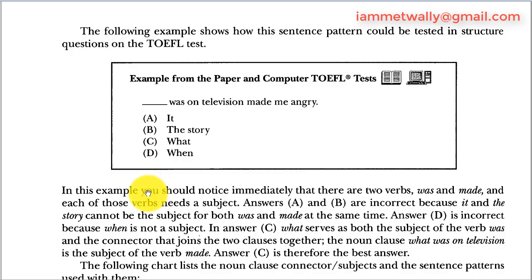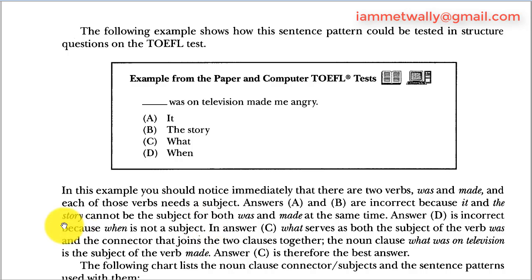Let's see the explanation here. In this example you should notice immediately that there are two verbs, was and made, and each of these verbs needs a subject. Answers A and B are incorrect because it and the story cannot be the subject of both was and made at the same time.